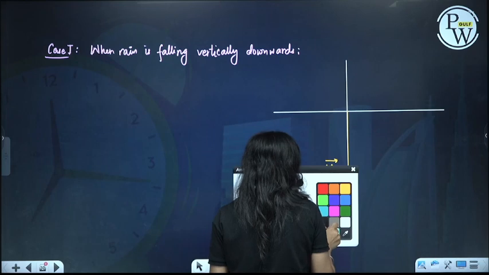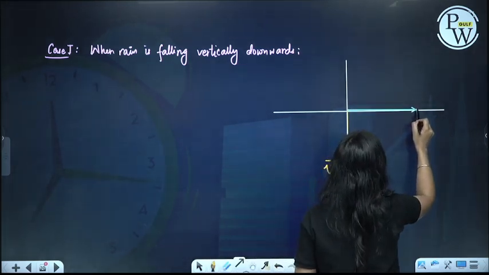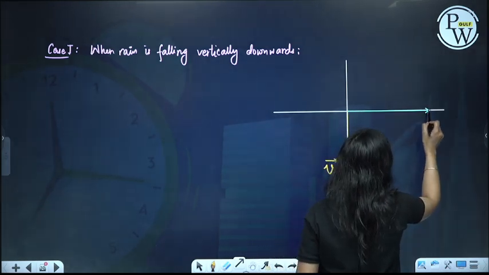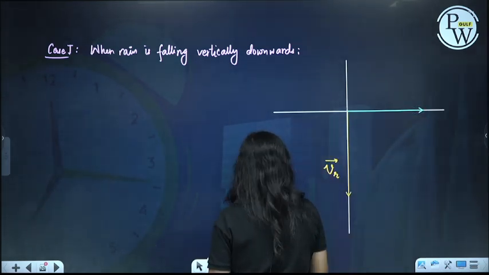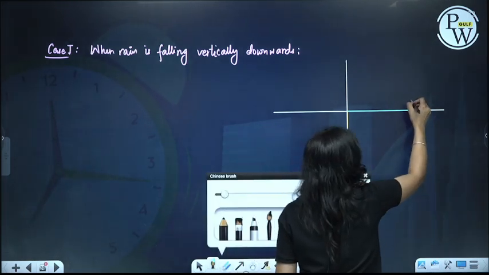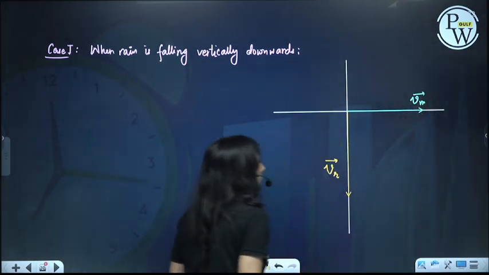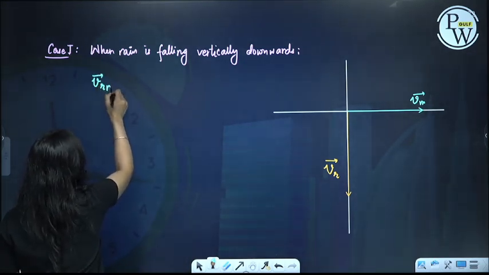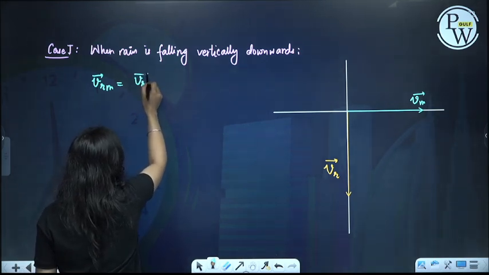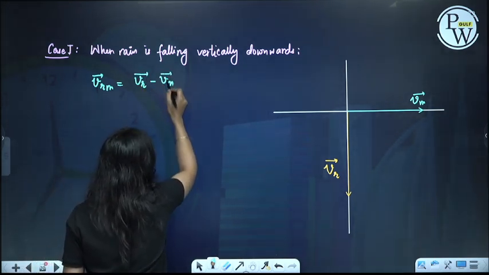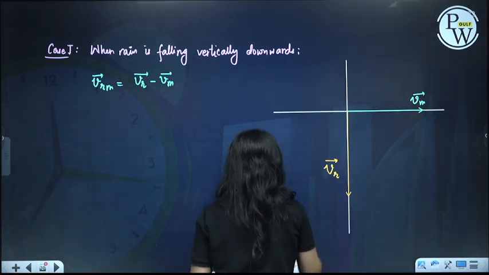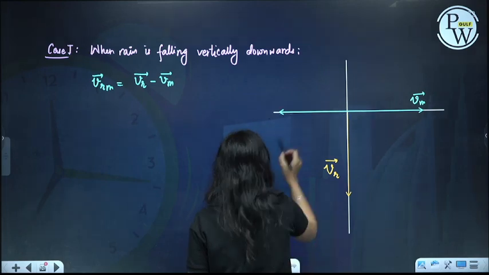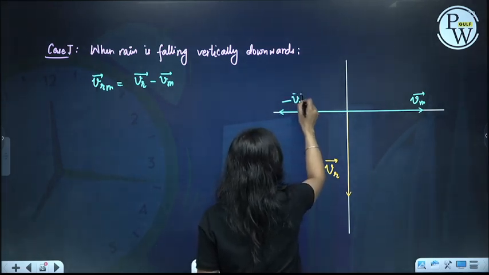Now we have a man. Man is moving with some velocity Vm in this direction. Now what will be my velocity of rain with respect to man? Velocity of rain with respect to man will always be Vr minus Vm. Now if this is Vm, draw minus Vm. If this is Vm, this will be minus Vm.